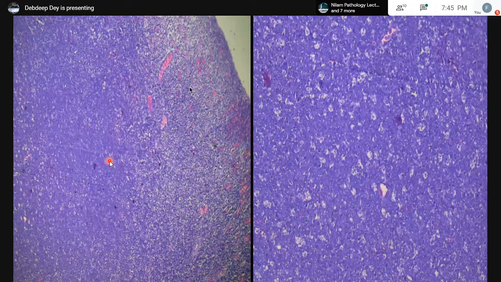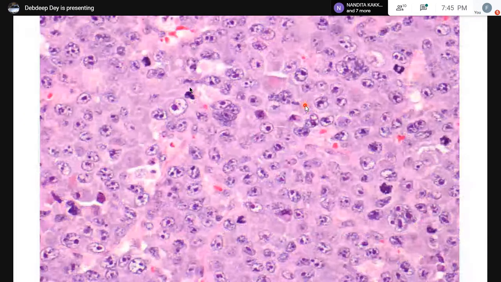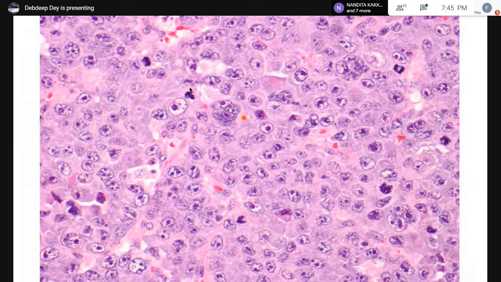As you can see, sheets of cells with almost a starry sky pattern, diagnosed outside, very obviously, as a high-grade B-cell lymphoma favoring Burkitt lymphoma with a starry sky pattern. But the important thing was that CD20 was negative in this one. More high-power pictures show vesicular pleomorphic nuclei with prominent nucleoli, some cells looking very plasmacytoid, with numerous mitotic figures.